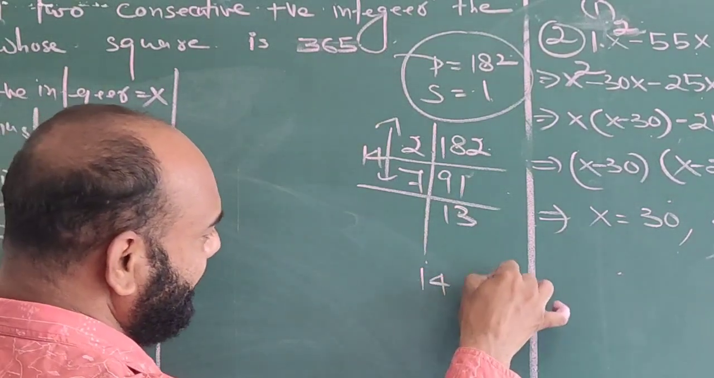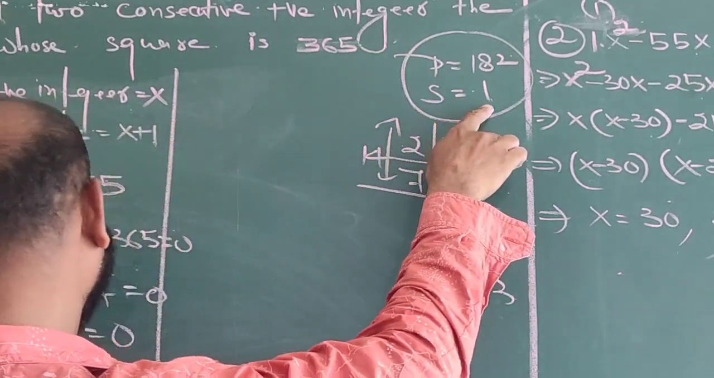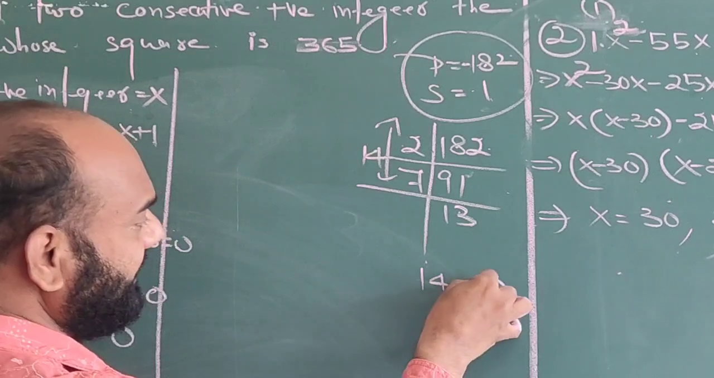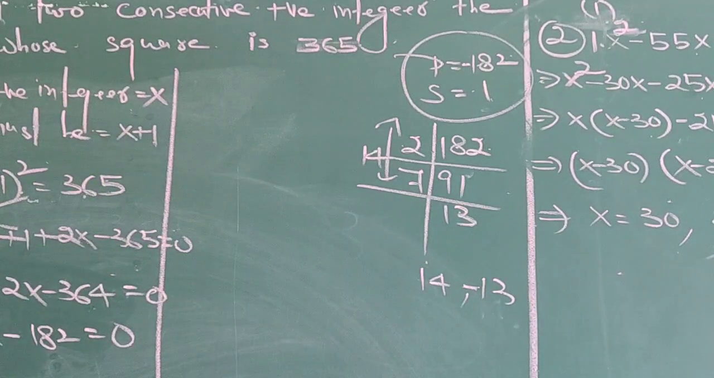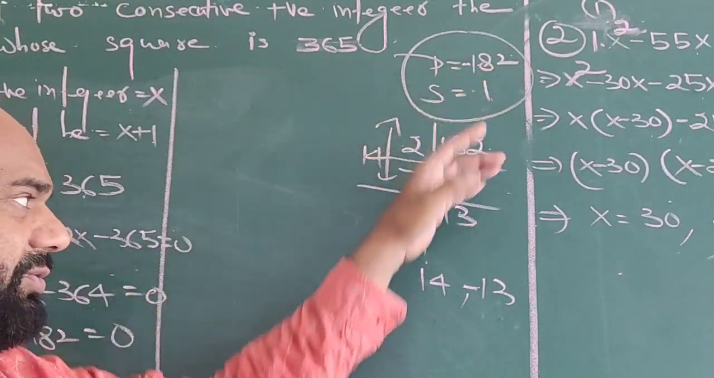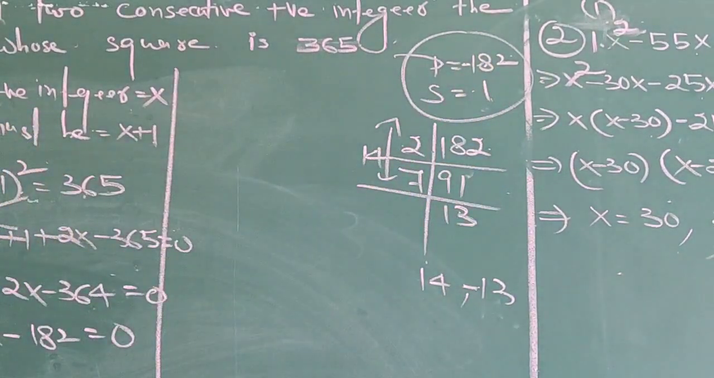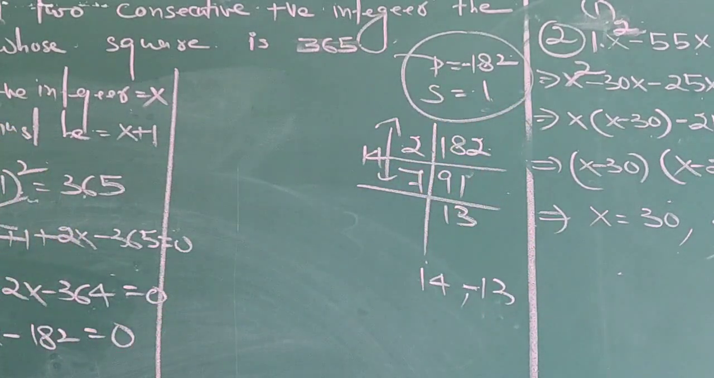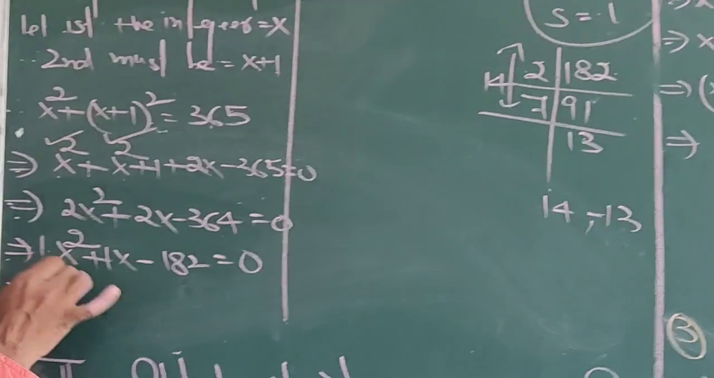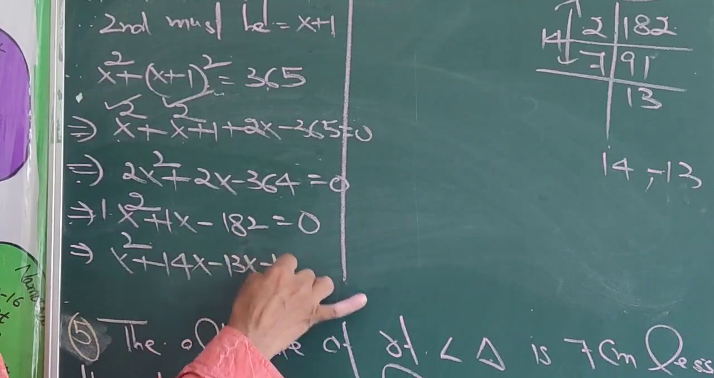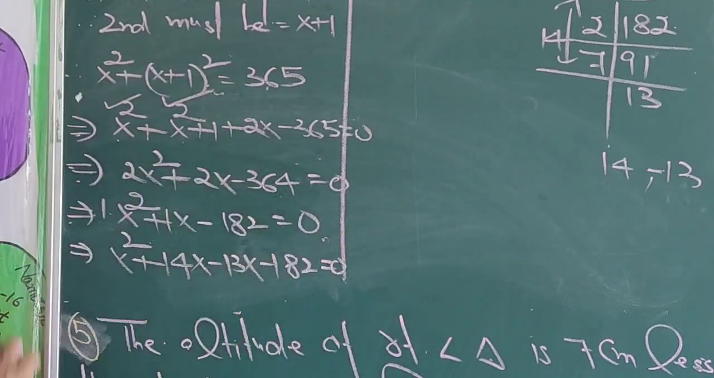Because the sum is plus 1 and the product is minus 182, therefore 14 is positive and 13 is negative. When we multiply 14 and minus 13, it will be equal to minus 182, and when we add 14 and minus 13, it will be equal to plus 1. So 14 and minus 13 are suitable factors of this quadratic equation. So it can be written as x square plus 14x minus 13x minus 182 equal to 0.